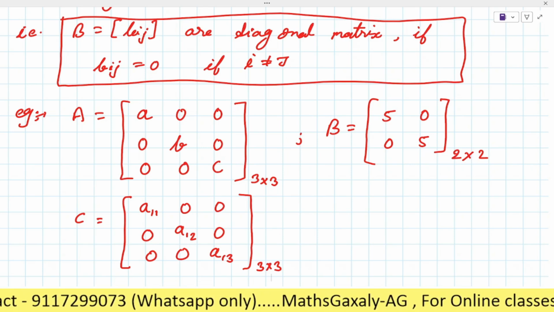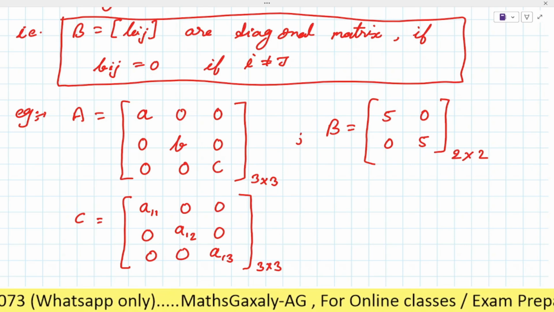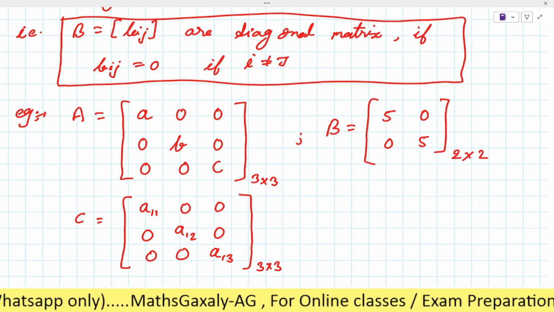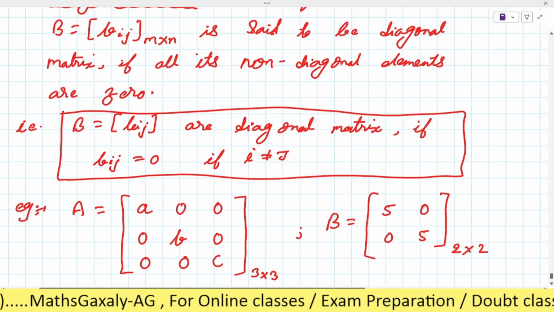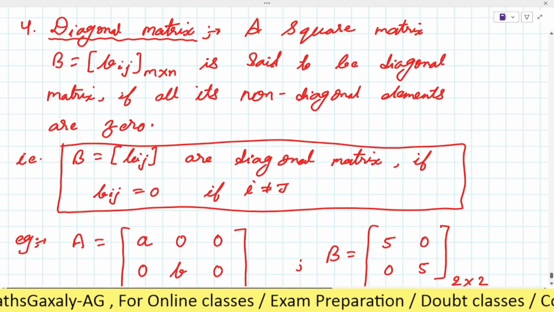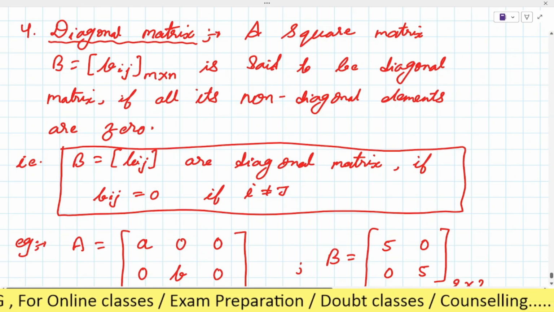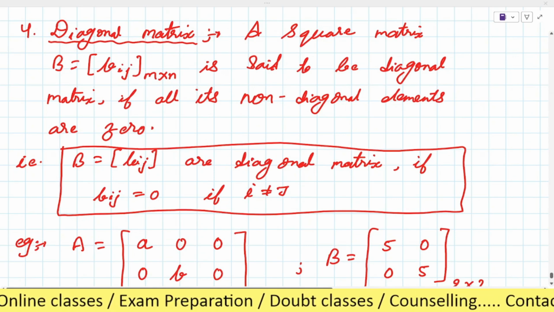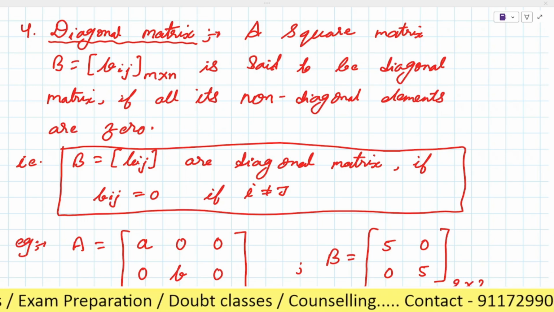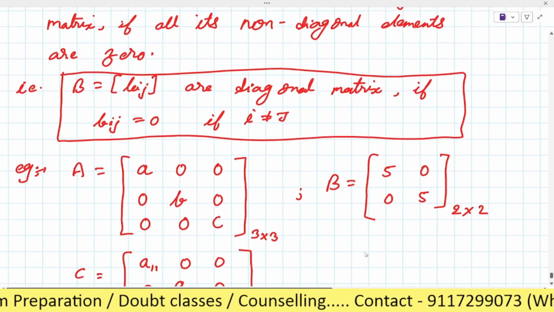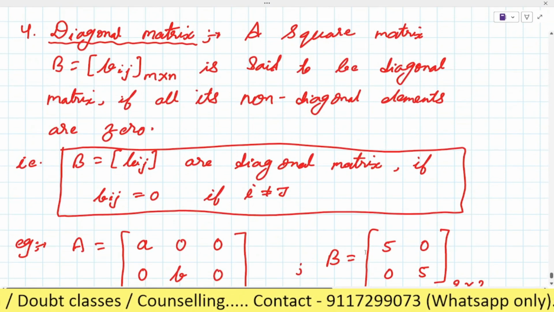All diagonal matrices are square matrices, but all square matrices may or may not be diagonal matrices. Because in the diagonal matrix the non-diagonal elements should be 0. So you have to keep this point in mind, and I hope it is clear. Please note it down, and when you are done, please tell me and I will scroll. First note it down, and then the examples.